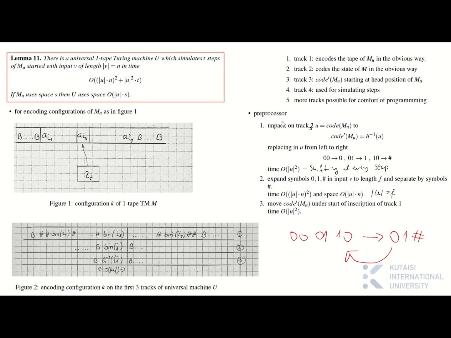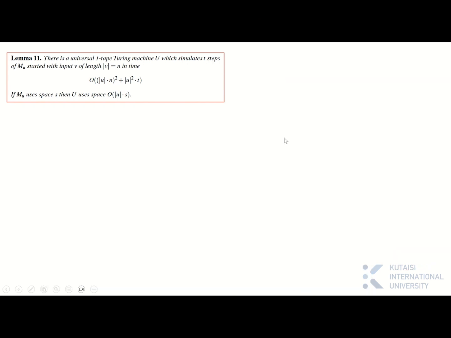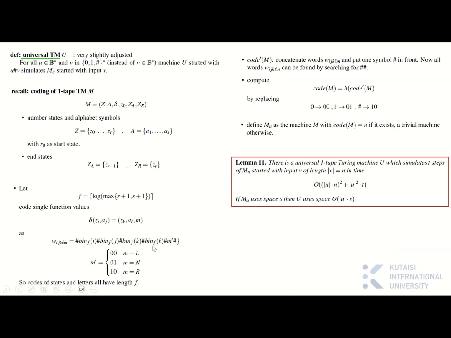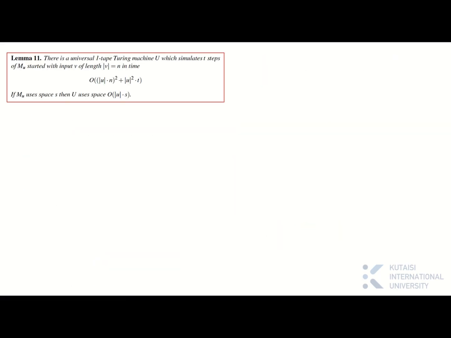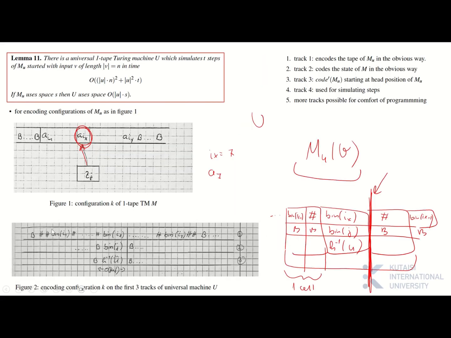Actually, why are we doing this? Why are we writing in hashtags? What you really want is something like this to read it. Somehow your machine has to read what is happening. As an input, it gets just a binary string. So I only have one tape. On the first track, I'm supposed to simulate M on input V. Look what's happening. I'm simulating M on input V.